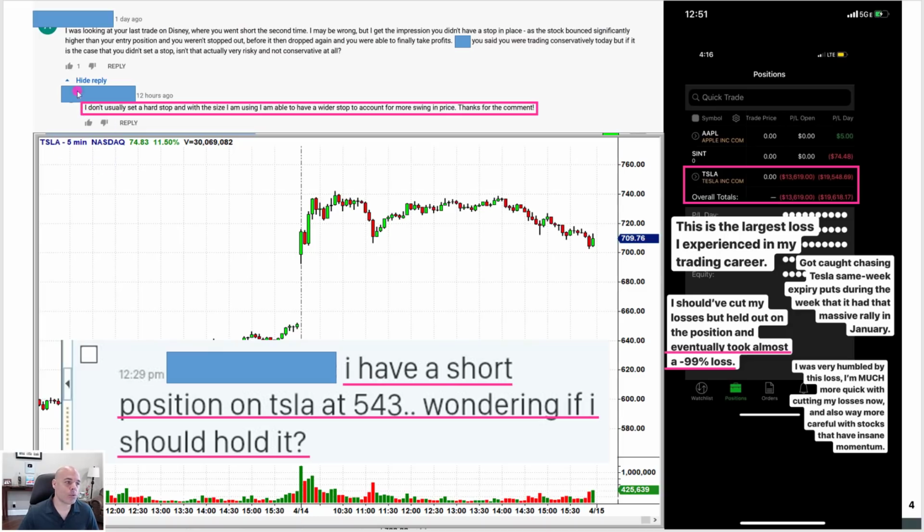And last, and this one in some ways takes the cake, because this is from a reputable trading firm. Quote, unquote, reputable trading firm. And this is the answer to the question: "I don't usually set a hard stop with the size I'm using. I'm able to have a wider stop to account for more swing in price. Thanks for the comment. I don't usually set a hard stop."